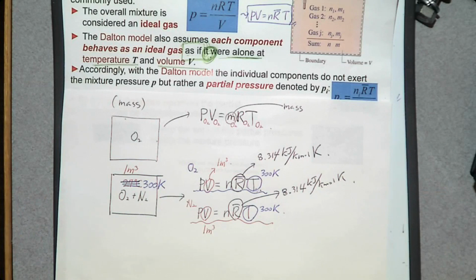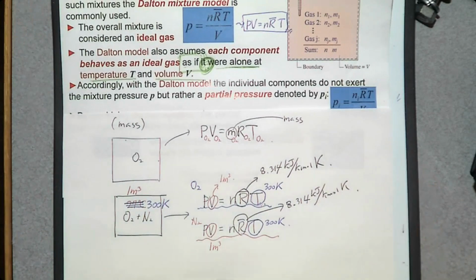Now, why do we study P and N last? Because they are a little bit complicated. So let's look at the next line. It says, accordingly, with the Dalton model, the individual components do not exert the mixture pressure P, but rather a partial pressure. So if we say the pressure inside the box is 100 kilopascal, is this P 100 kilopascal? No. This P should be the partial pressure of oxygen, and this P should be the partial pressure of nitrogen. So pressure is not uniform. There's a partial pressure by oxygen and a partial pressure by nitrogen.